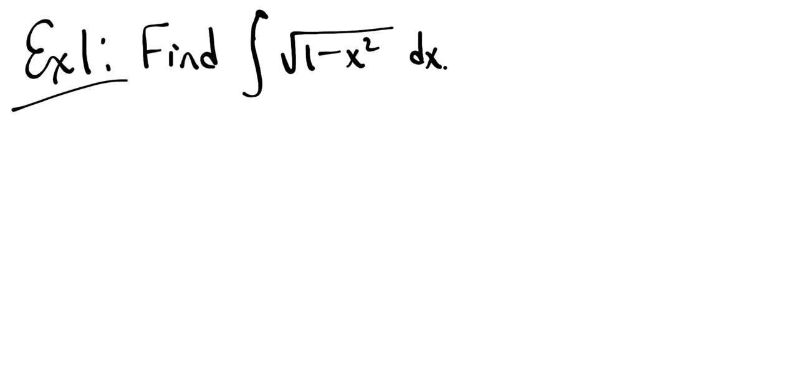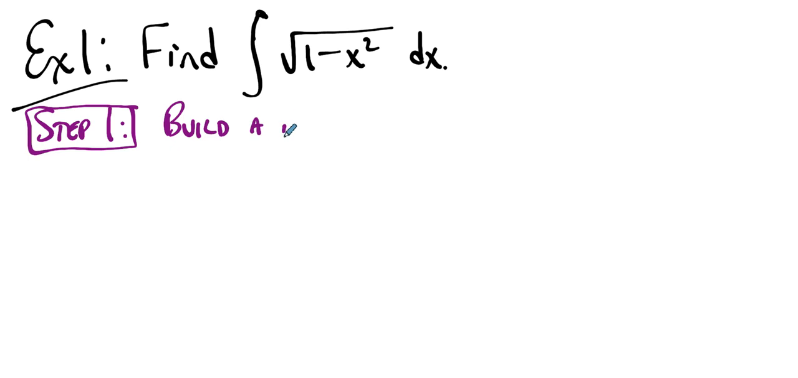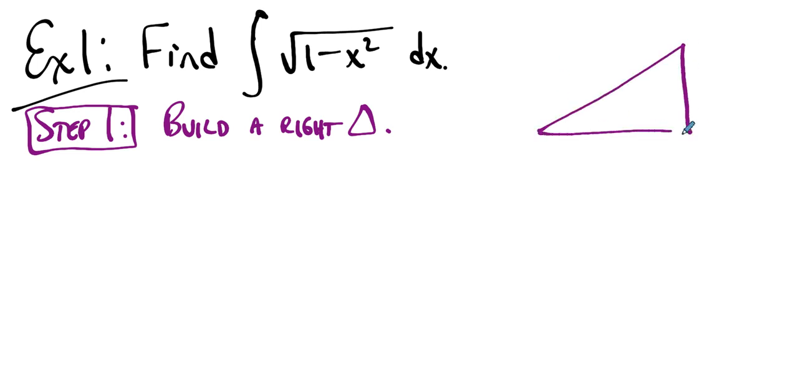I will outline a 4-step process. Step 1. Let's build a right triangle. What does that right triangle look like? Well, that right triangle is going to have as one of its sides square root of 1 minus x squared. Now, that can't be the hypotenuse because it's got a minus in there. So it's one of the legs, and it really doesn't matter which one.